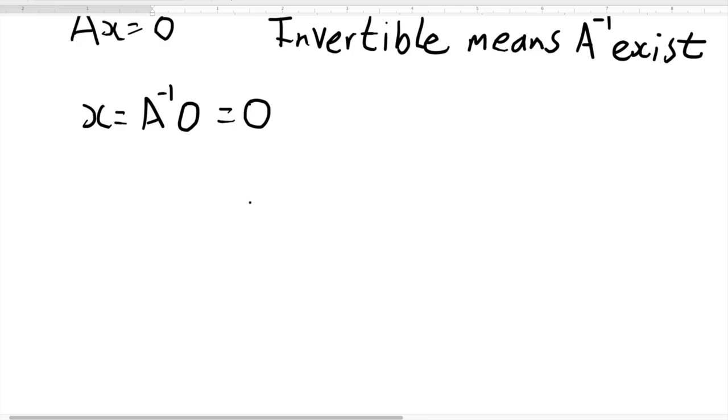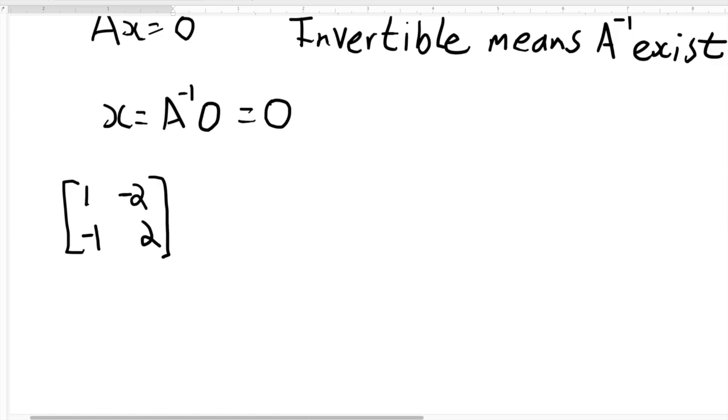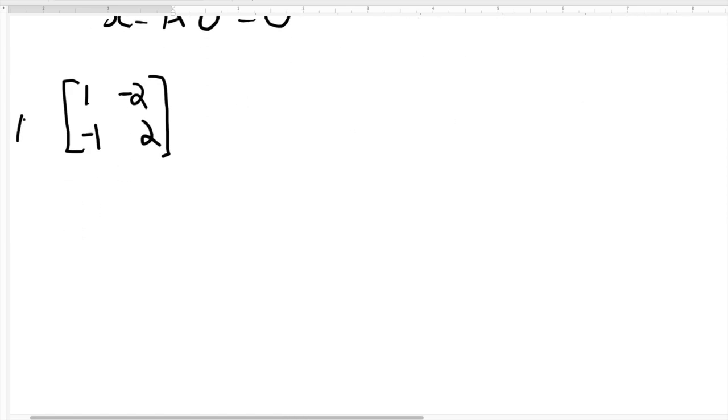A non-invertible matrix means that the determinant of the matrix is 0. So in a sense, it squashes space into a smaller dimension. And if I generate a matrix that has a 0 determinant, so for example, I could have 1, 2, minus 1, minus 2. So let's say A is equal to this matrix here. And we want to find the null space of this matrix.